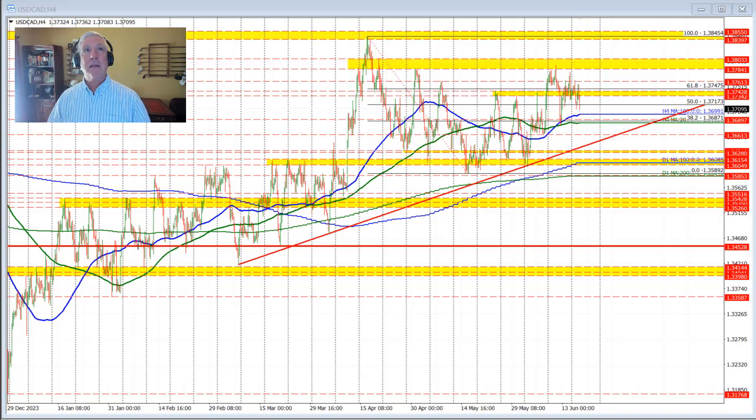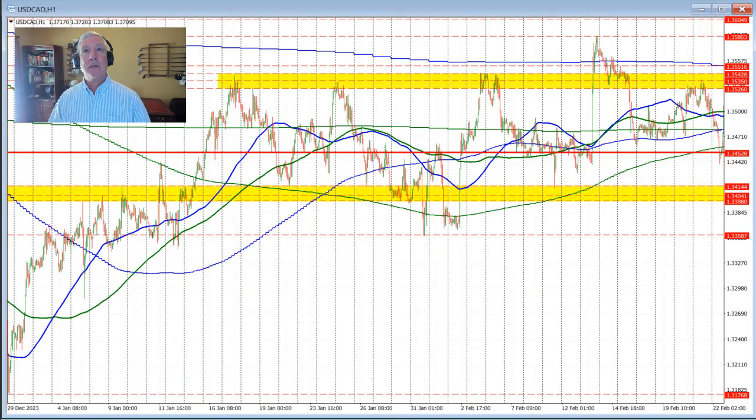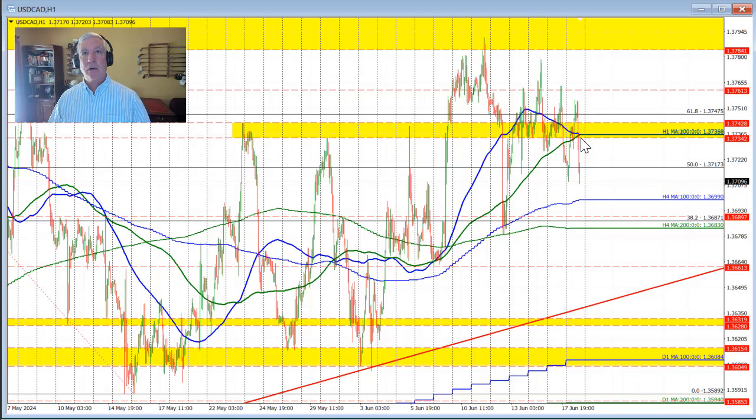Also, if we take a look at this chart from an hourly perspective, it gets really messy through here, but the price is also below the converged 100 and 200 hour moving averages. This level comes in at 137.36. So staying below that level would give sellers the advantage as well in the short term here. Admittedly, the price has been above and below both those moving averages of late, indicative of a market that really doesn't know which way it wants to go.